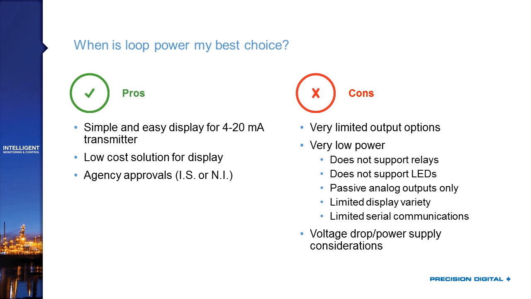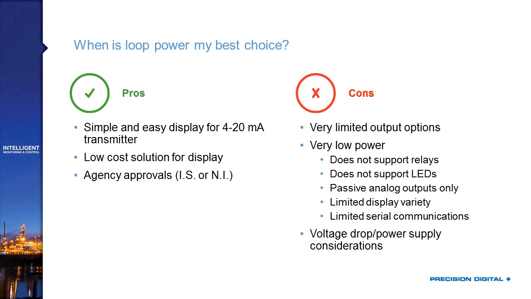So when is a loop-powered device your best choice? You've obviously been hearing me talk a lot about the problems of them and the limitations of them, but let's take a second to consider why people use them to begin with. One of the best pros is that loop-powered devices are simple and easy-to-use devices that get a display or some other element of your 4 to 20 milliamp loop accomplished.